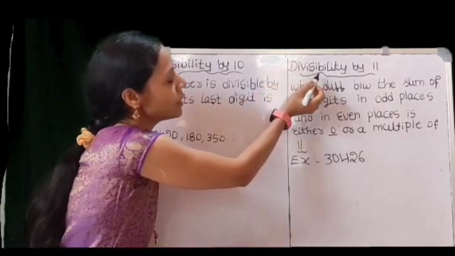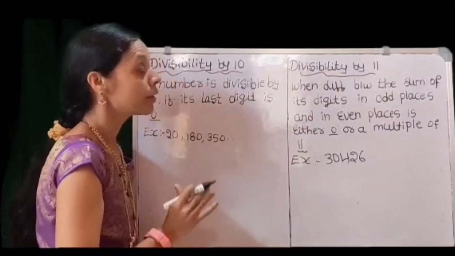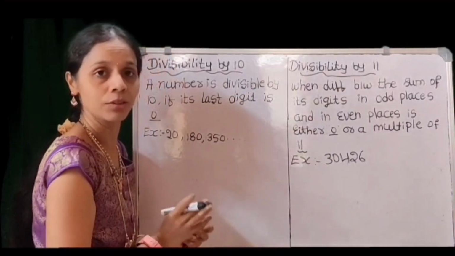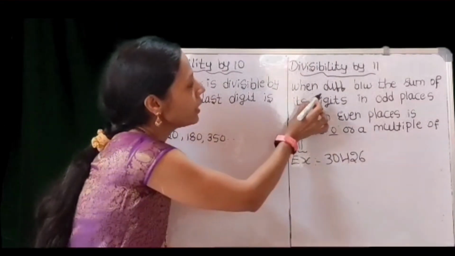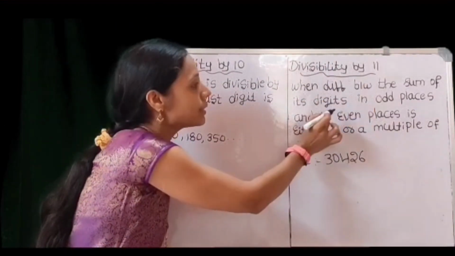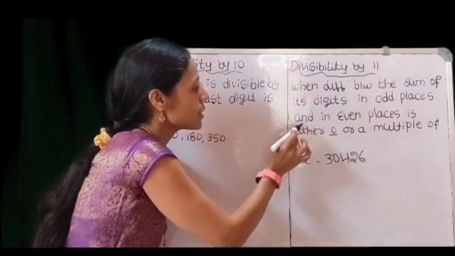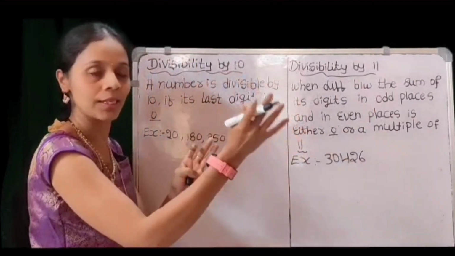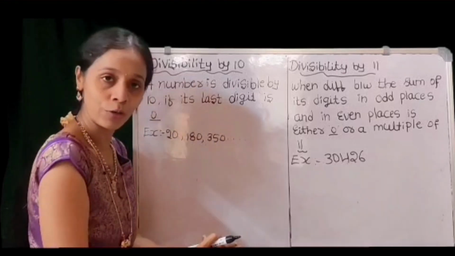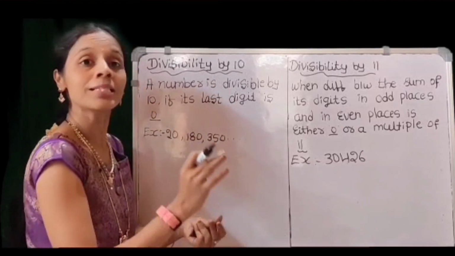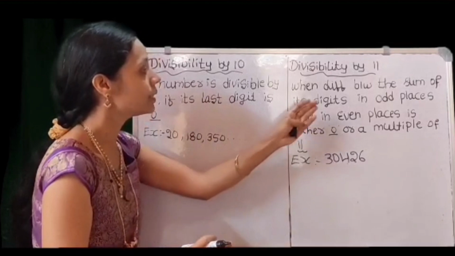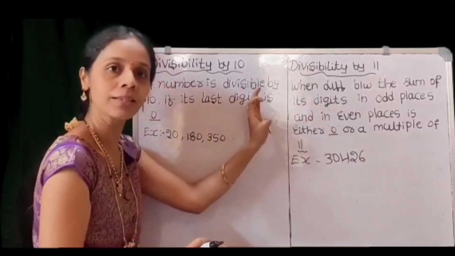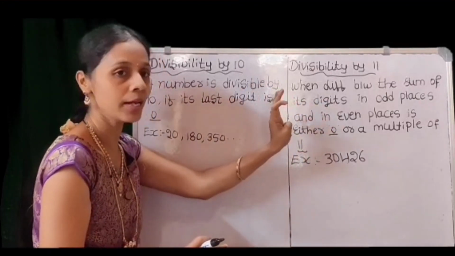Next we consider divisibility by 11. How can we understand divisibility? Consider when the difference between the sum of its digits in odd places and the sum of its digits in even places is either 0 or a multiple of 11. Consider any number: if the difference between the sum of odd places and the sum of even places is 0 or a multiple of 11, that number is divisible by 11.